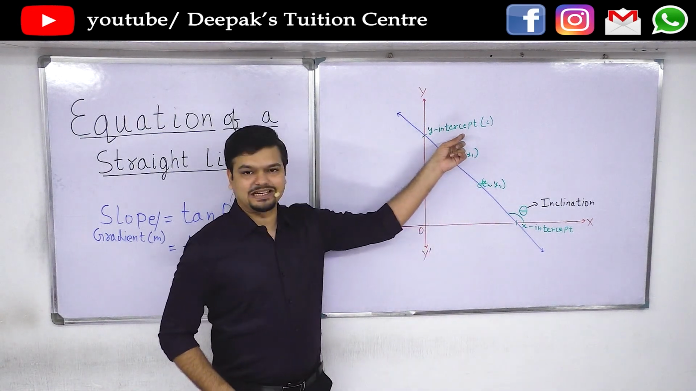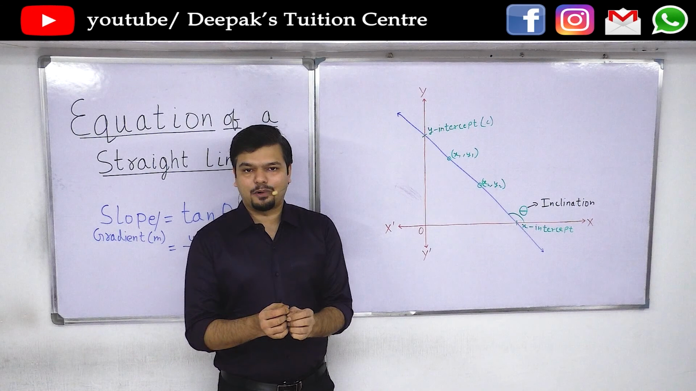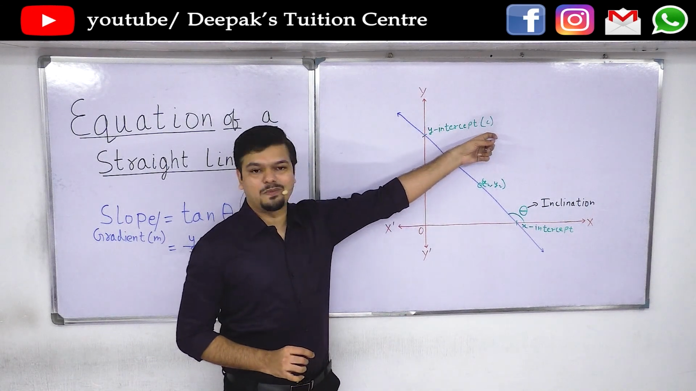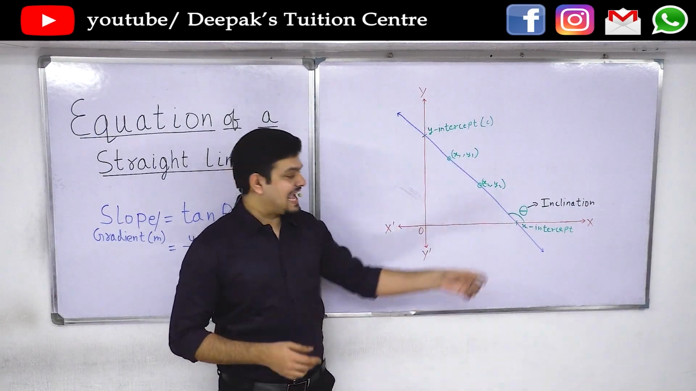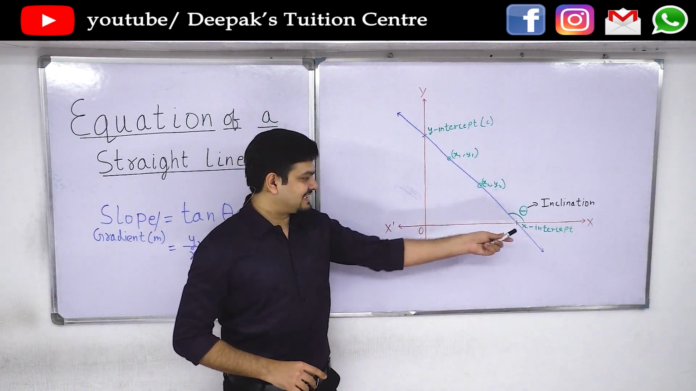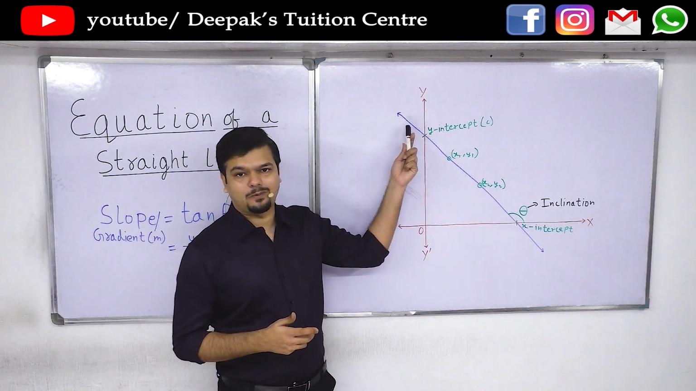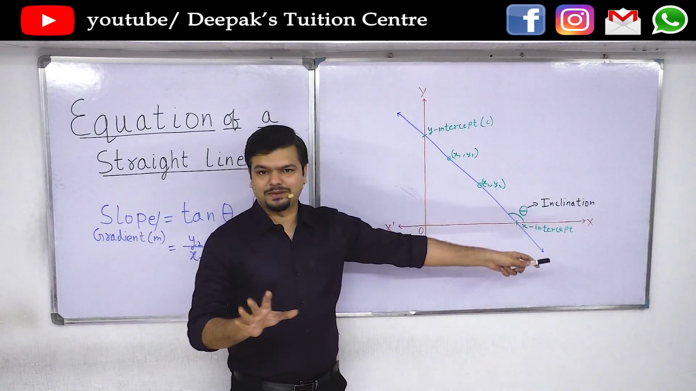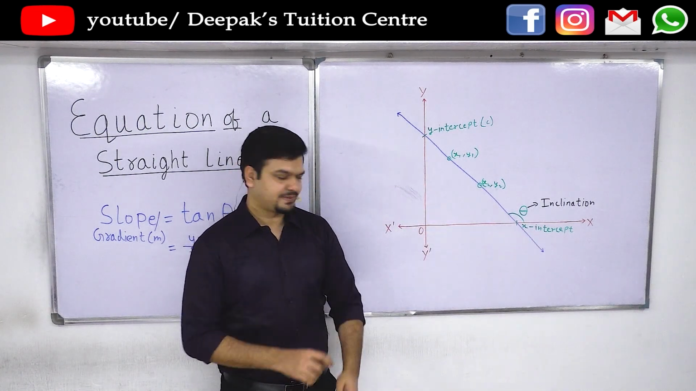First thing is y-intercept. Y-intercept is that point where the line cuts the y-axis. Its symbol is small letter c. Similarly, x-intercept is that point where the line cuts the x-axis. So the line meets the y-axis at the y-intercept and the x-axis at the x-intercept. There is no symbol given for x-intercept in our syllabus.